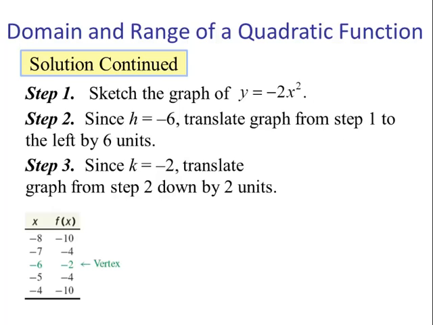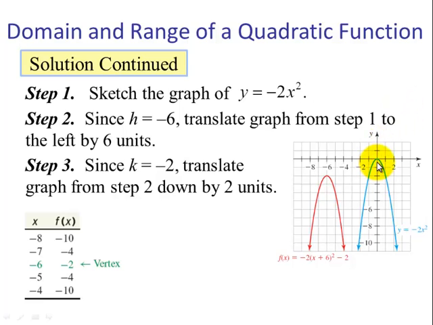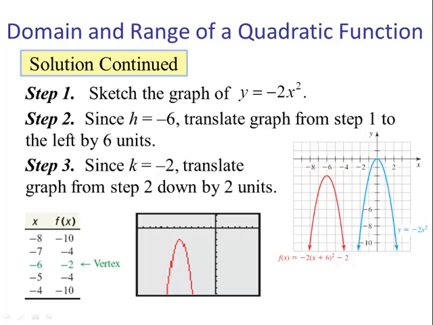So here we have a table of values. Here we have our graph. So this is negative 2x squared. And then from that graph, we do h, which is 6 units to the left. Then k, 2 units down. So that is our vertex now. This can be verified using the graphing calculator.